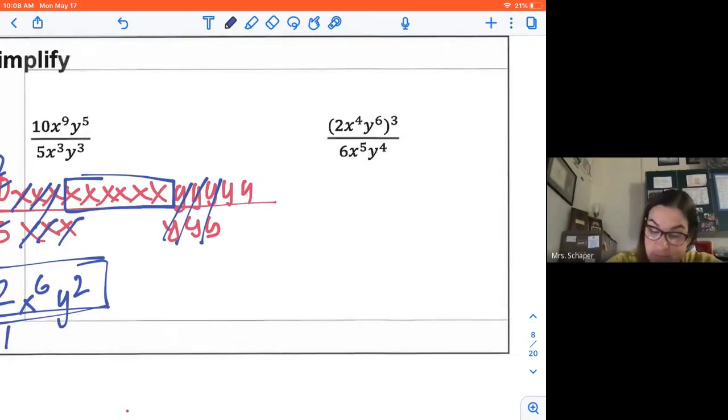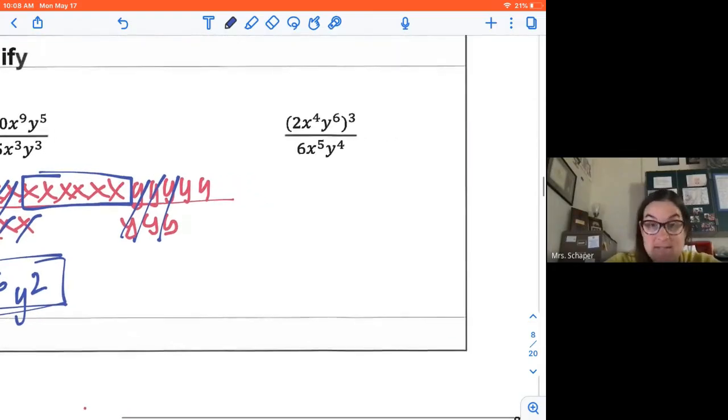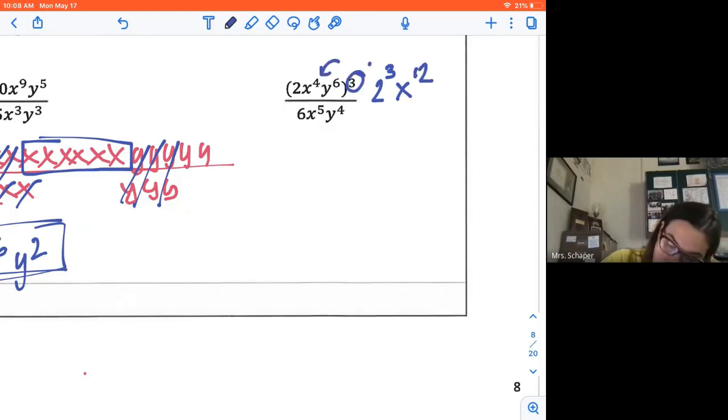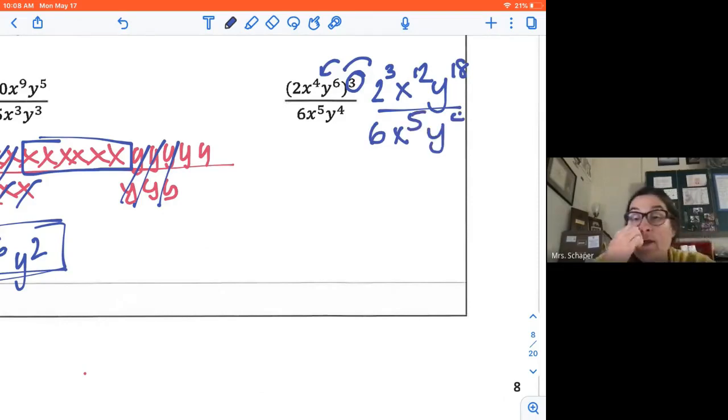All right, so this one gives us a good mix because we're pulling in that power of a product and some division. So let's make this happen. So what we have is 2 to the 3rd x. So I have 3 groups of 4. So that's x to the 12th. And I have 3 groups of 6, which is y to the 18th, divided by 6, x to the 5th, y to the 4th. So what I'm going to do now is write it out the long way.